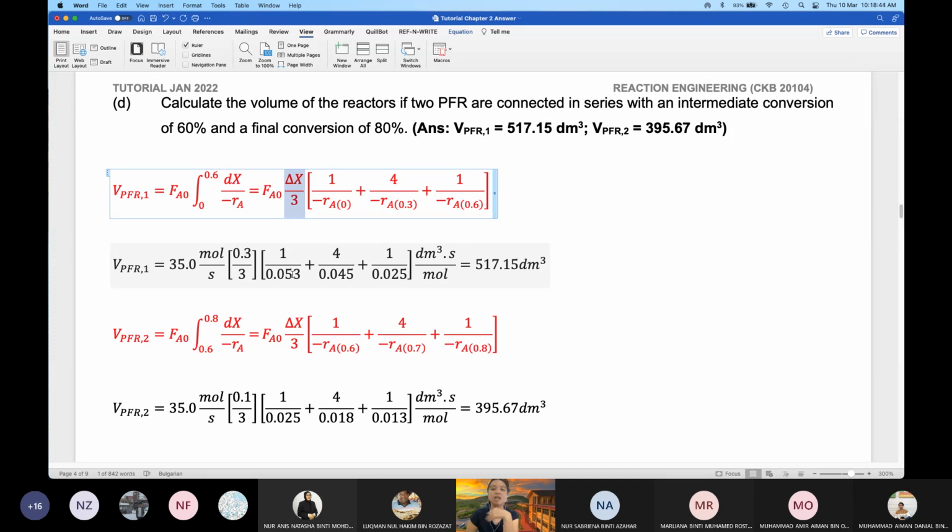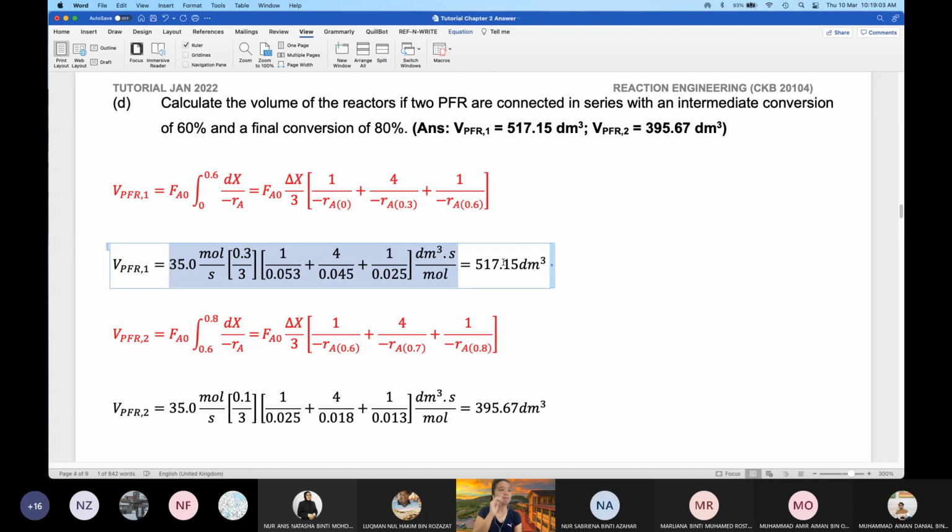At 0.3, minus RA 0.045. At 0.6, minus RA 0.025. You calculate these, and you will get ultimately the volume as 517.15 dm cube. Okay, so that's the final answer for the volume of the first PFR.